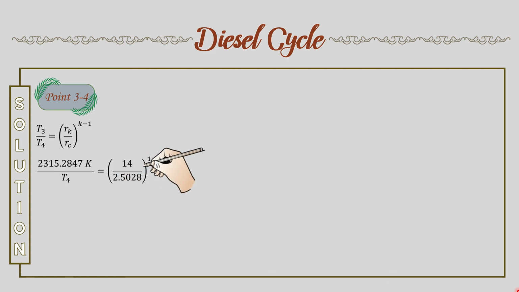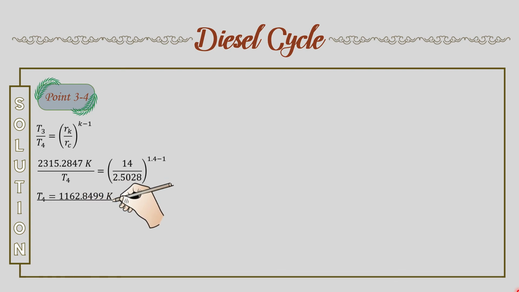Point 3 to 4 is the reversible adiabatic or isentropic expansion process. We can solve for T4 using T3 over T4 is equal to rk over rc raised to k minus 1. And let's substitute what's already given. So, 2315.2847 Kelvin over T4 is equal to 14 over 2.5028 raised to 1.4 minus 1. And the answer is T4 is equal to 1162.8499 Kelvin.